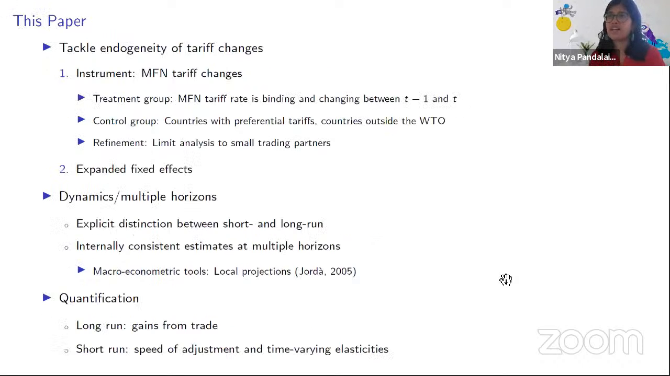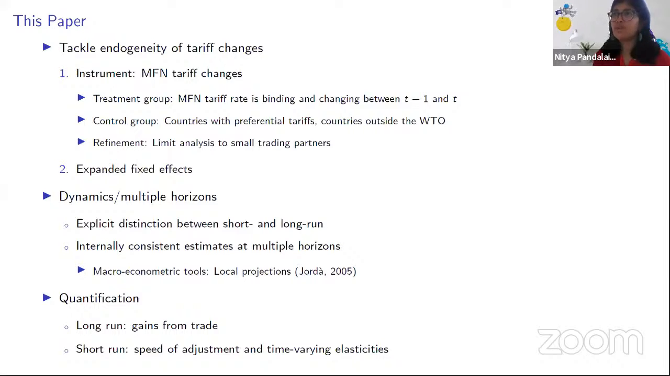We're going to proceed in more detail. We're going to make two specific contributions. So first, we're going to think about the endogeneity of tariff changes. We're going to do this in two ways. So the first thing we're going to do is simply expand the set of fixed effects that are used in conventional gravity estimation. And we're going to show you that this actually has a big impact on the estimate of the trade elasticity and in a very plausible way.